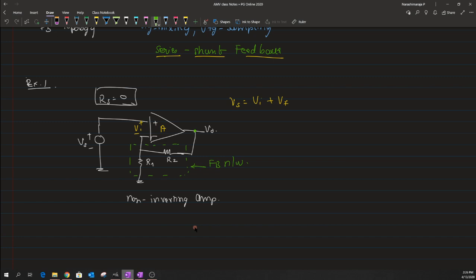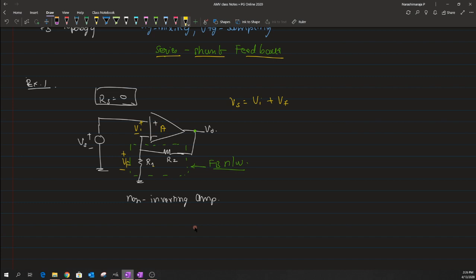So clearly you can see that there is a direct point that connects the V naught to the input of the feedback network. Okay, so this is what we call voltage sampling through this feedback network. And how are we connecting this back in terms of VF? Where exactly does the VF appear? If you carefully look here, the VF is nothing but the drop across this resistance R1.